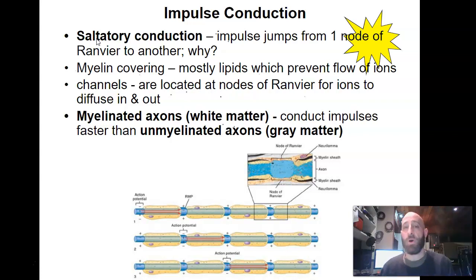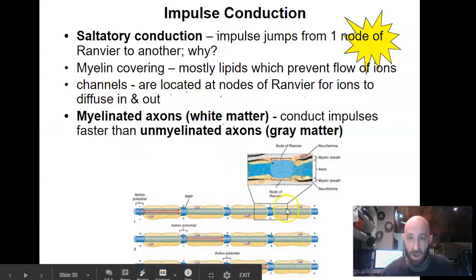So we have this stuff called myelin. It works by essentially insulating the neuron and preventing any passage of ion flow where the myelin is, and then there are these gaps where that can occur. I'm going to explain this better, don't worry. To finish up this slide, the channels are only going to be located where the nodes are.